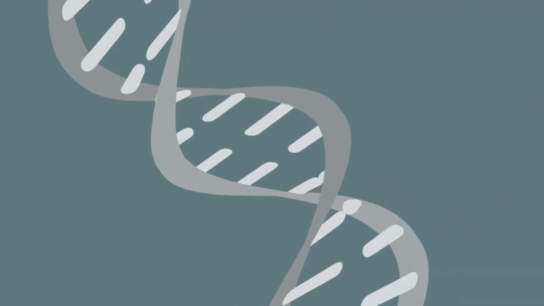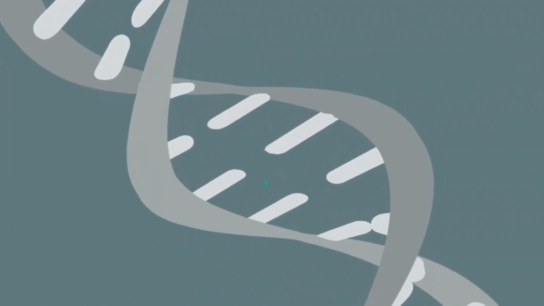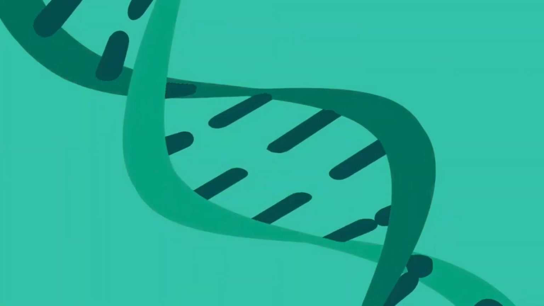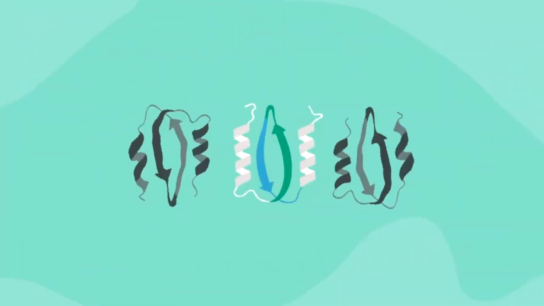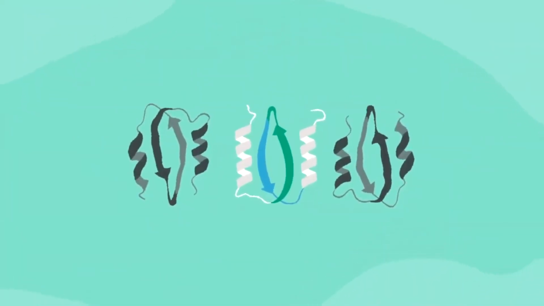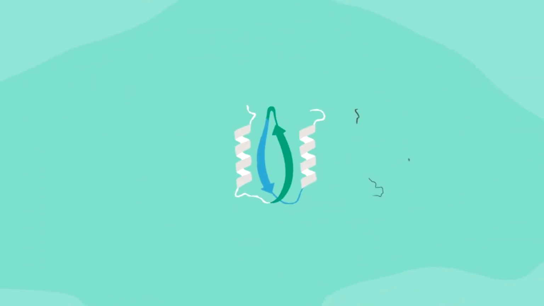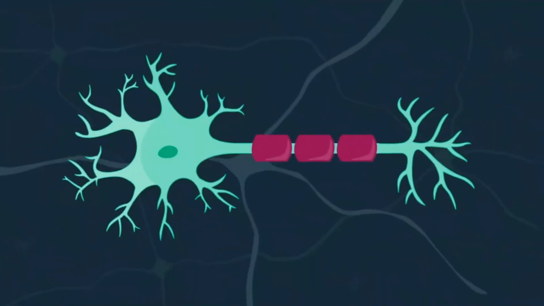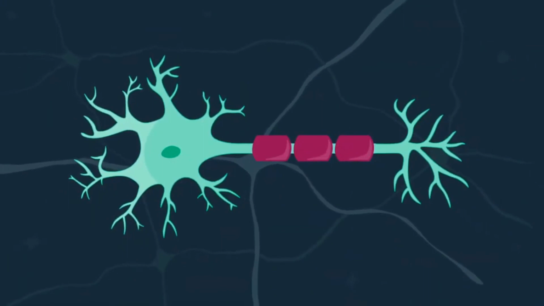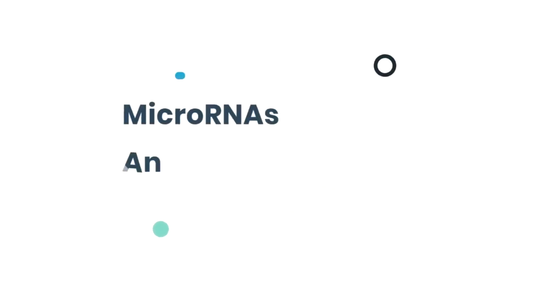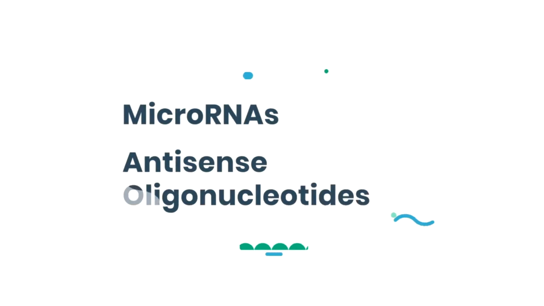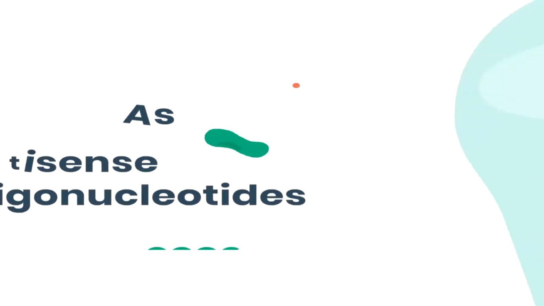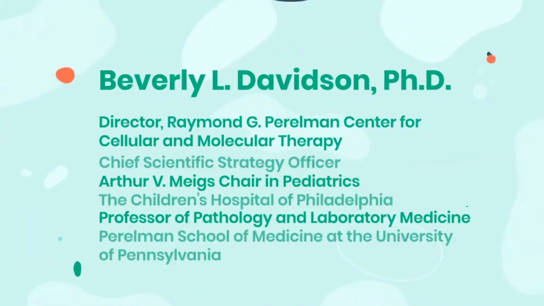Gene therapy typically changes how cells produce important proteins by replacing a gene that is missing or abnormal. In the case of Huntington's, gene therapy would actually help lower the cell's production of the toxic HTT protein, ideally slowing the breakdown of neurons in the brain. The two main approaches currently in clinical trials use either microRNAs or antisense oligonucleotides to accomplish this. To talk more about microRNA, here's Dr. Beverly Davidson.